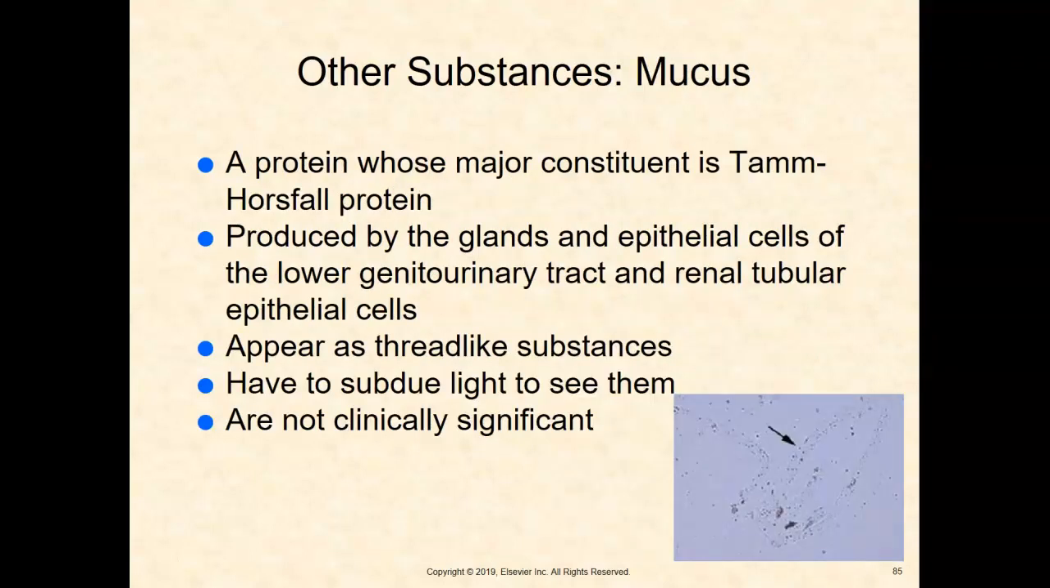Another one is mucus. So with mucus, sometimes there's glands, there's epithelial cells. Sometimes the genitourinary tract can create it. Sometimes renal tubular epithelial cells can produce it as well. So they're thread-like substances. They're not usually clinically significant, but we do report it when we see it.